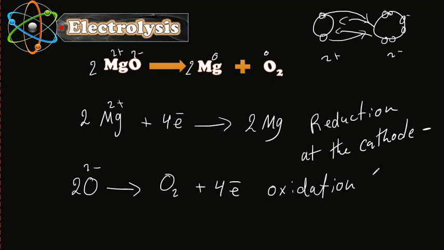Where does this reaction happen? At which terminal, at the cathode or at the anode? Sure, at the anode. At the anode, because the anode is positive, it will attract the negative ions.